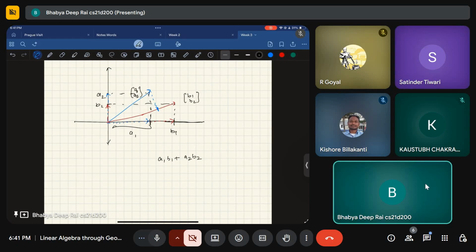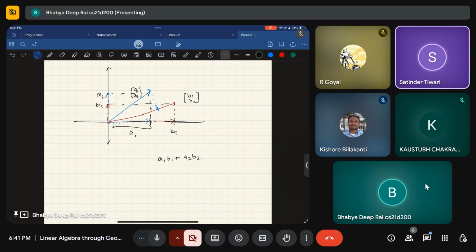I see. The thing is, A1 B1 plus A2 B2. I'm not understanding why we are doing this. Once you form this, geometrically they will form a triangle, then by the cosine rule, okay, we see the problem with this.